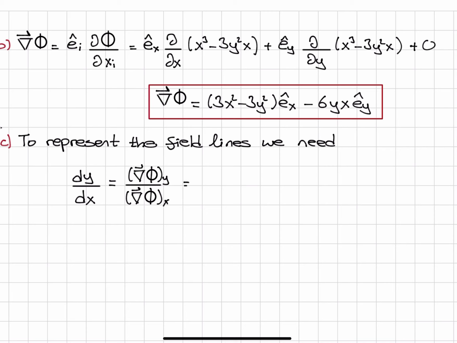All right. Now we already know what the y component is. It is minus 6xy. We have calculated above in part B. And the x component is 3x squared minus 3y squared. So this must be equal to dy dx. Alright, so if I multiply this with dx, so cross multiplication, and this part with dy, I will obtain the following.